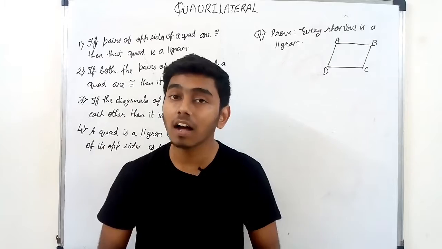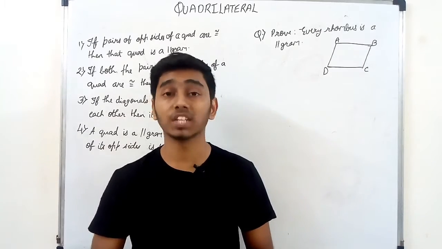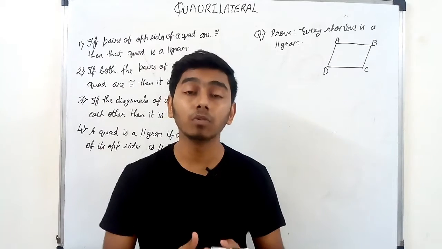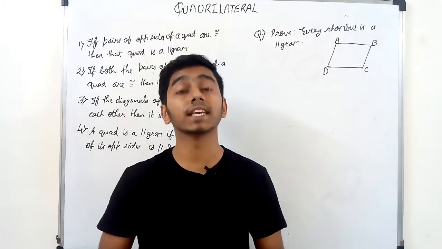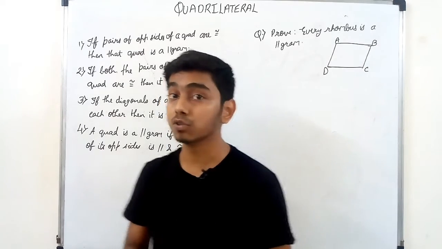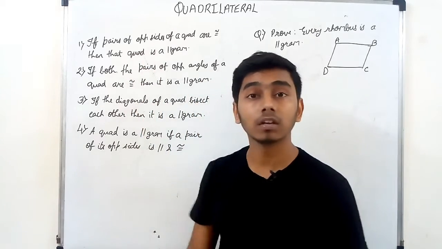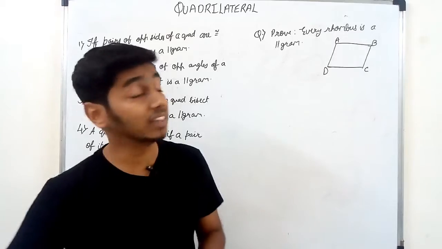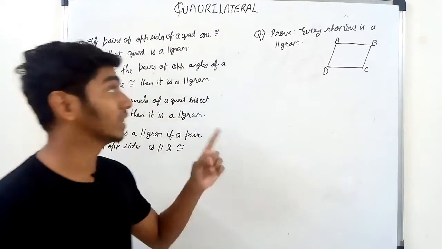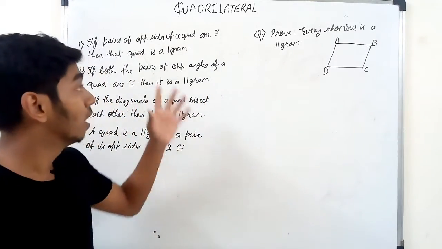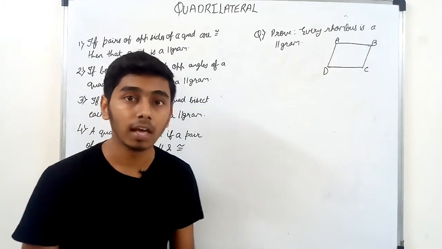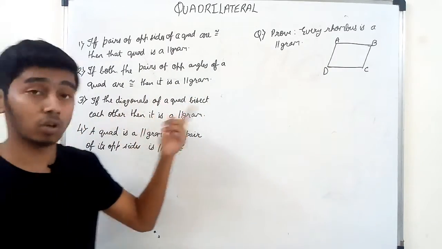My name is Raj Shah and in this video we are continuing with the chapter Quadrilateral. In the previous video we saw proofs on all the theorems based on parallelogram. We also saw proofs on these four statements. So in this video we are going to, based on these theorems, solve questions. We'll take some questions and we'll try to solve them.